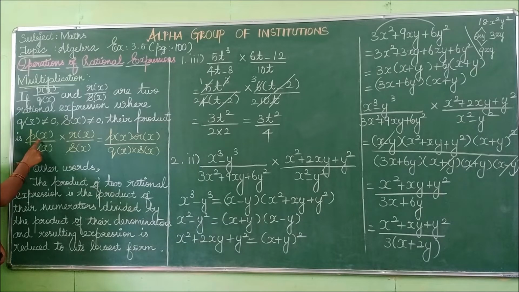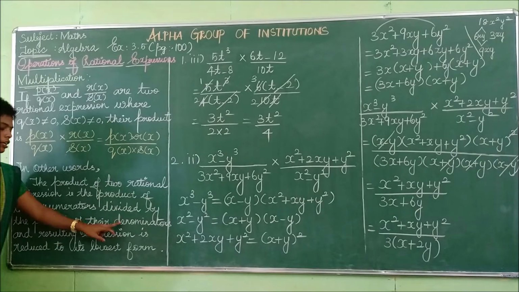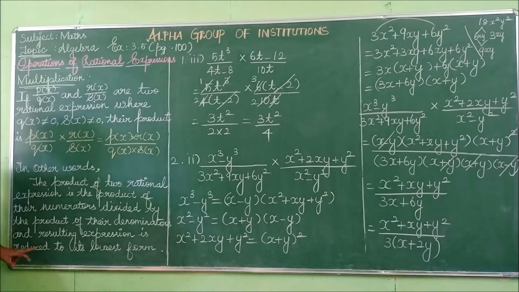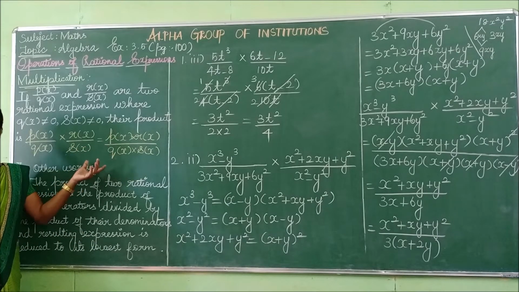So what is our numerator? p of x into r of x, which is divided by q of x into s of x. So in other words, the product of two rational expressions is the product of their numerators divided by the product of their denominators. And the resulting expression is reduced to its lowest form. Finally, after multiplying we get some answer, and that answer must be reduced to the lowest form.